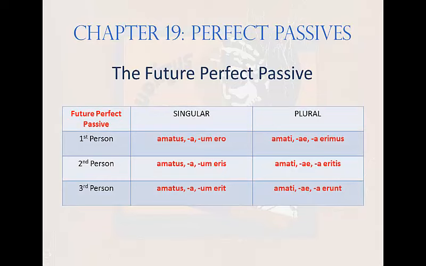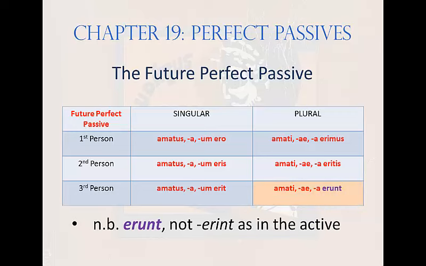Here is how the future perfect passive in Latin is formed. The future of the verb to be, ero, eris, erit, etc., is added to the perfect passive participle. For example, amatus, a, um, resulting in amatus, a, um ero, amatus, a, um eris, and so on. Be careful, the third person plural is erunt, not erint, as it is in the future perfect active.